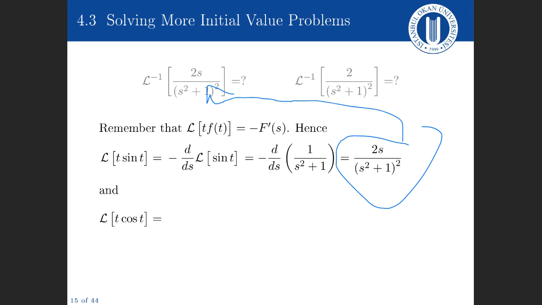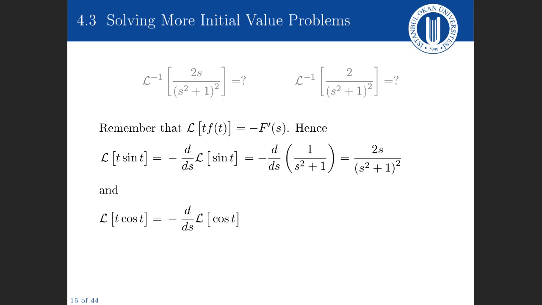Now let's look at the Laplace transform of t cos t. Using the formula, that's minus the derivative of the Laplace transform of cos t, or minus the derivative of s over s squared plus 1, which turns out, we could write this in many different ways, but I choose to write it as 1 over s squared plus 1 minus 2 over s squared plus 1 squared, which I leave for you to check. Now that's not quite what we want.